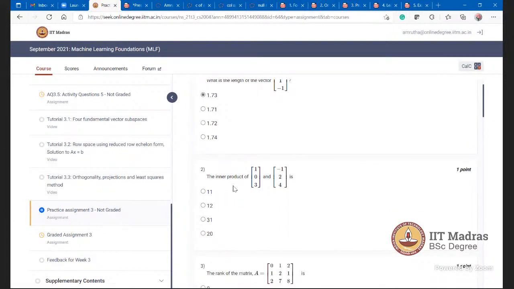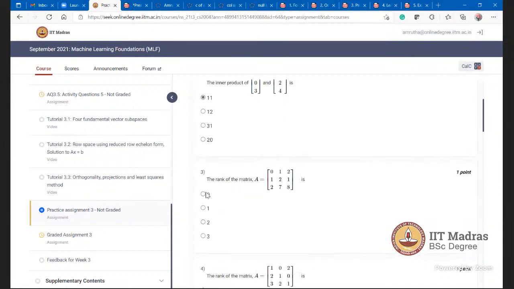And similarly, the next question is the inner product of the vector (1, 0, 3) and (minus 1, 2, 4). So if you multiply the corresponding elements, you will get 11. So 1 into minus 1, 0 into 2, 3 into 4 is 12. So 12 minus 1, it is 11.